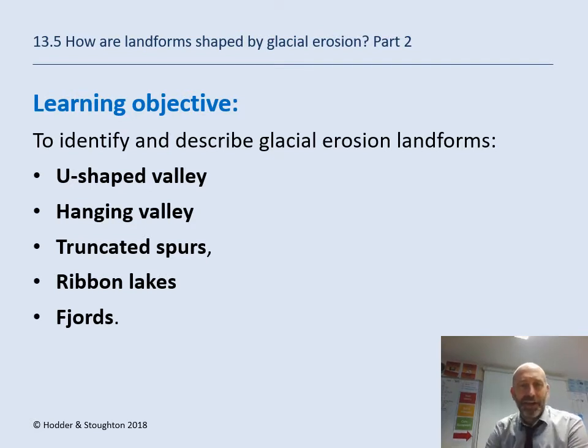So what we're looking at today then is a few more of the glacial erosion landforms that you will find that have been caused by glaciation in the past. And the ones we're going to look at today are U-shaped valleys, hanging valleys, truncated spurs, ribbon lakes, and fjords. So we're going to go through where you find these and how they're formed, and hopefully by the end of it you'll be able to link together some of the processes that Miss Waters has gone through with you, and then some of the landforms that you actually see in places like Snowdonia and the Brecon Beacons and the Alps.